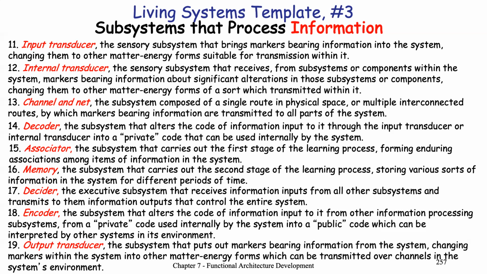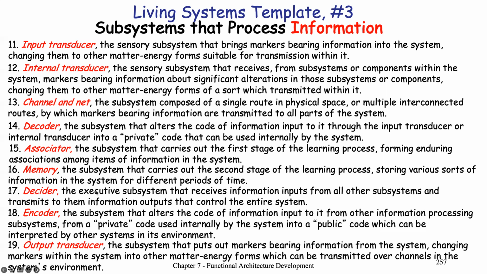You can have various ways of trying to have efficiency in passing information from one point to another. You can have an associator, the subsystem that carries out the first stage of the learning process, forming enduring associations. And so you're able to learn and recall and repeat things that have been encountered. There's a memory, so you have the ability to store various sorts of information.